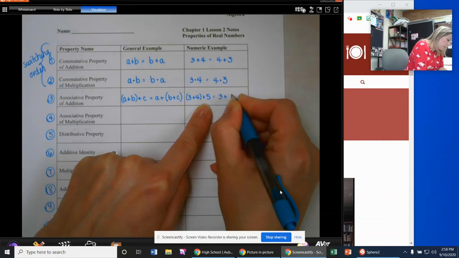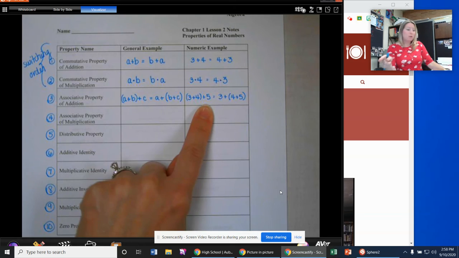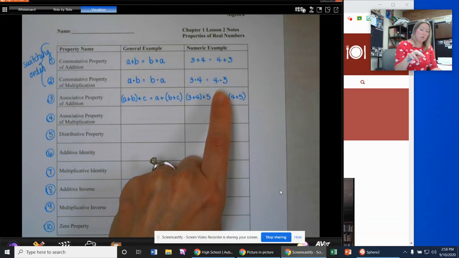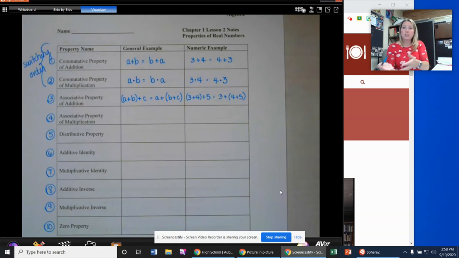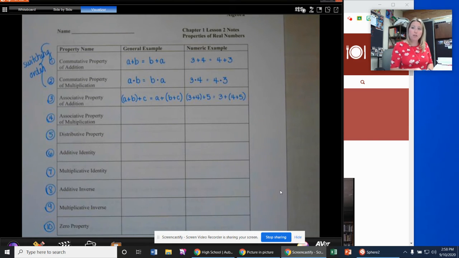3 plus 4 plus 5, right? So now we're saying we have to add 4 plus 5 first. So 4 plus 5 is 9. 9 plus 3 is 12. I got the same result again. I got 12 again. It didn't matter which group I added together first, but all of them have to be adding, or all of them have to be multiplying together. So it's one operation or the other at a time when it comes to the associative property.